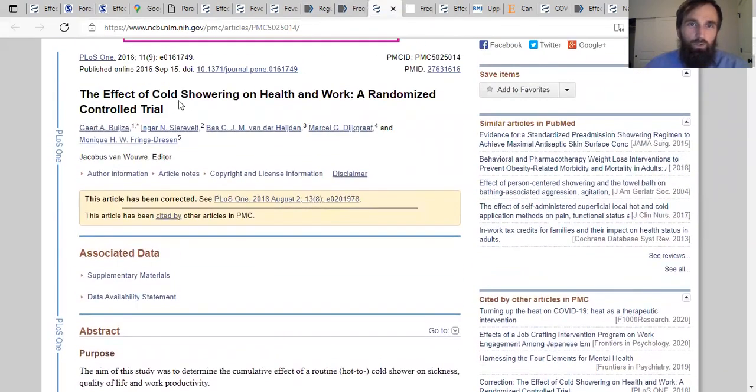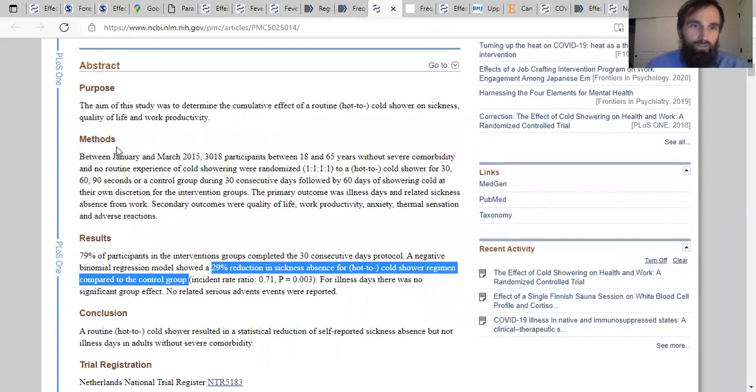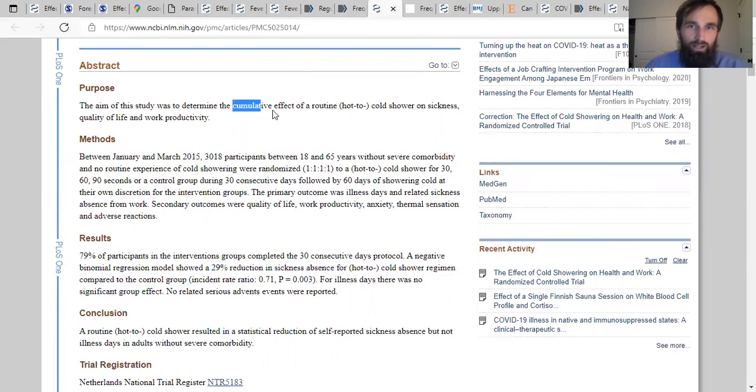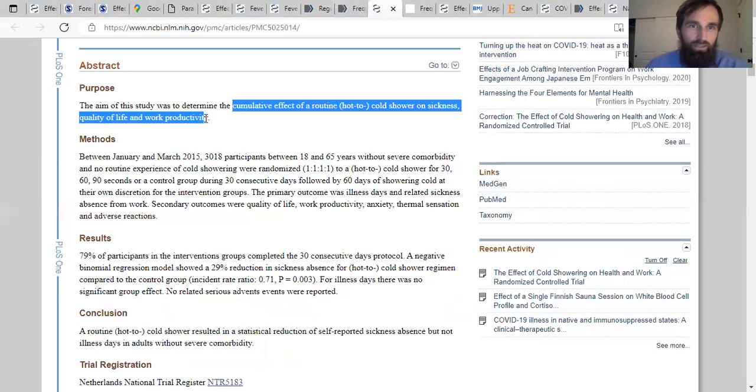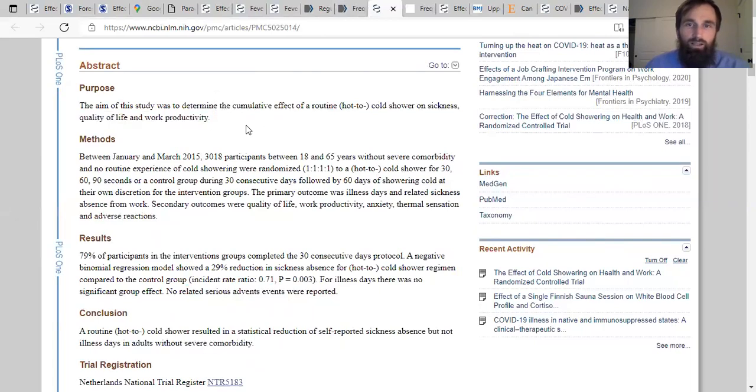This is the effect of cold showering on health and work, a randomized controlled trial. So the aim of the study was to determine the cumulative effect of a routine hot to cold shower on sickness, quality of life, and work productivity. So you don't have to have a sauna. You can just do a hot to cold shower. That's hot for 1 or 2 minutes and then cold for 30 seconds, and then repeating that alternation 3 times.